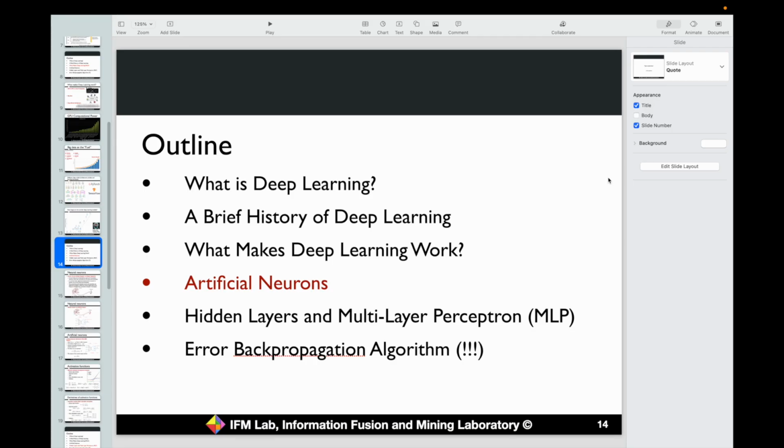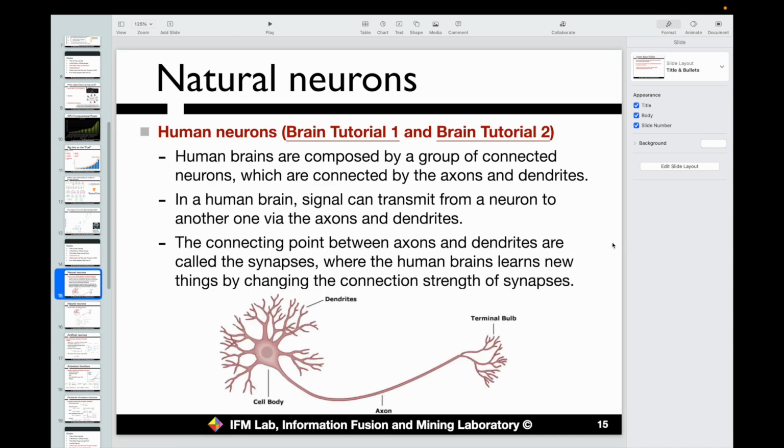Okay, so next let's talk about something more specific about artificial neurons. An artificial neuron is a unit model we can use for constructing very complex deep learning models, as we will introduce later. The neuron is more like a construction unit, and we'll talk about the artificial neuron model we can use for building deep learning models.